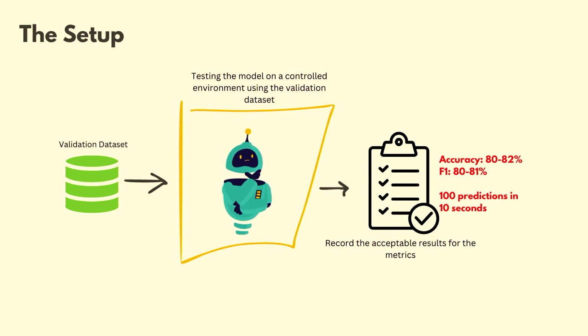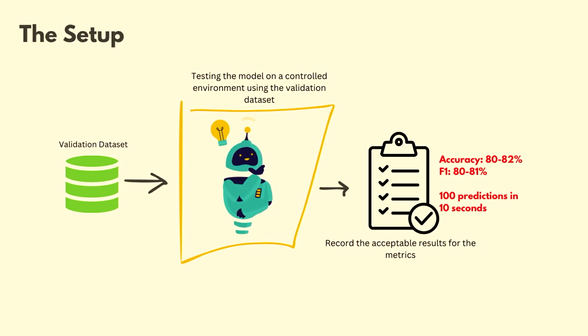And then we run the validation data set several times on the model, maybe if you're using k-fold or any kind of sampling, whatever, it's up to you. So we run it, and then we record the results. After that, we have this acceptable result metric that we're recording. So in this instance, for example, this application setup paired with this model, paired with this validation dataset, should produce an accuracy of 80 to 82% and an F1 score of 80 to 81% with 100 predictions in 10 seconds.